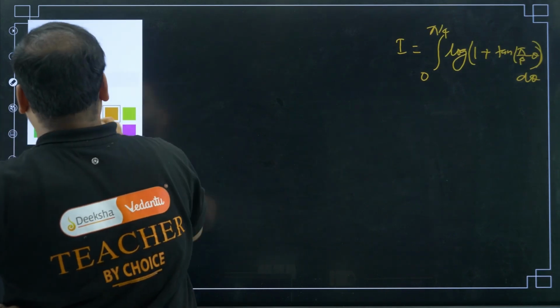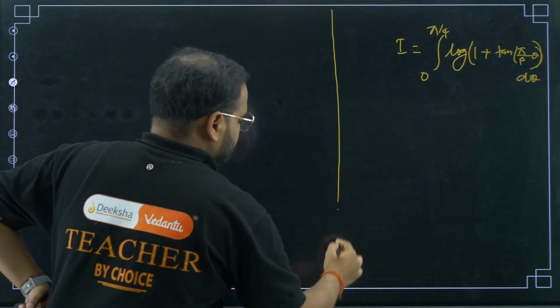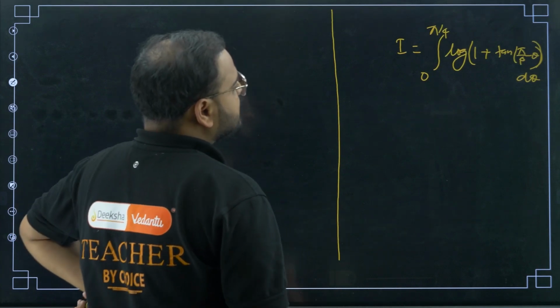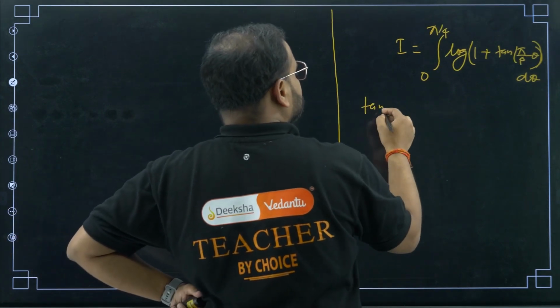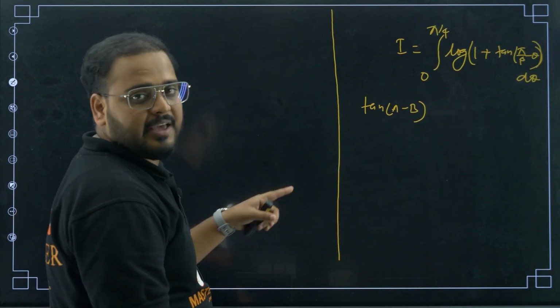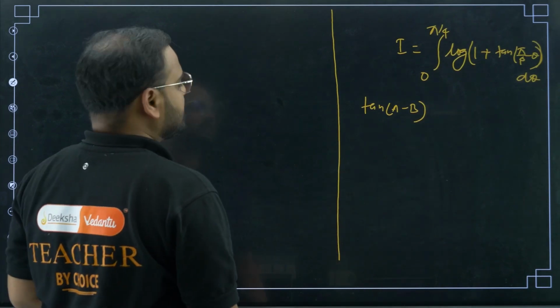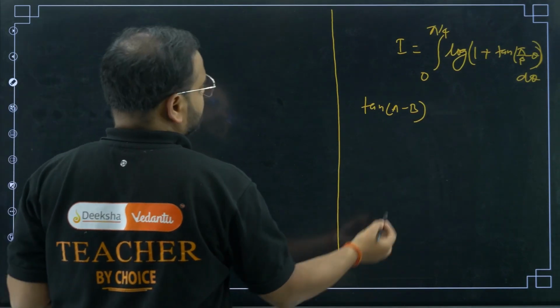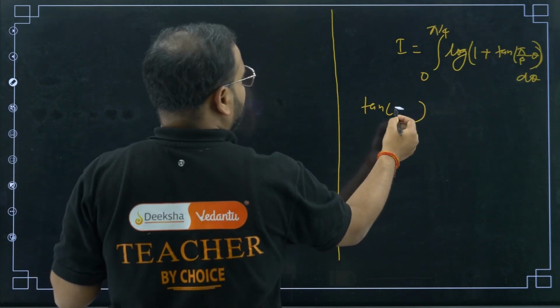Okay, now moving on. We'll need a little bit more space. So you know this formula, right? Tan of a minus b. If a is pi by 4 and b is theta, I can replace this with tan of pi by 4 minus theta.